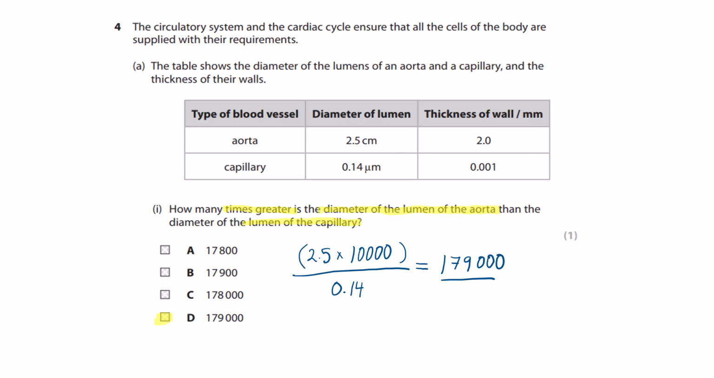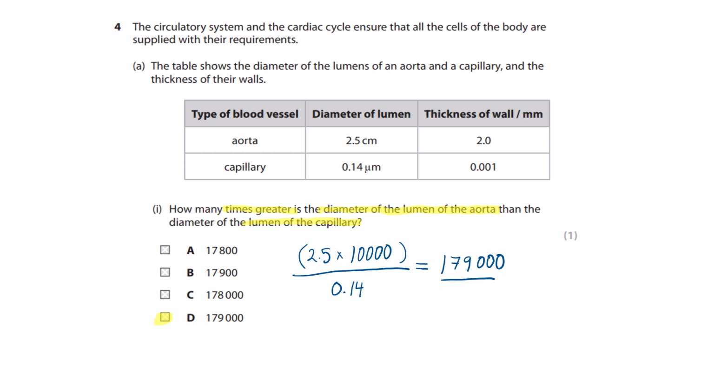Okay, so question number 4 is about the circulatory system. The circulatory system and the cardiac cycle ensure that all the cells of the body are supplied with their requirements. The table shows the diameter of the lumen of an aorta and a capillary and the thickness of their walls. So we have the type of blood vessel in the table, which is the aorta and the capillary.